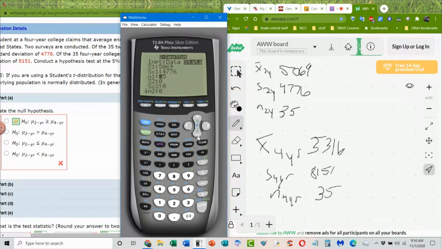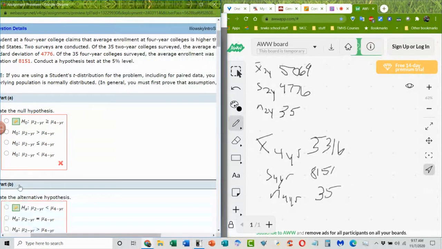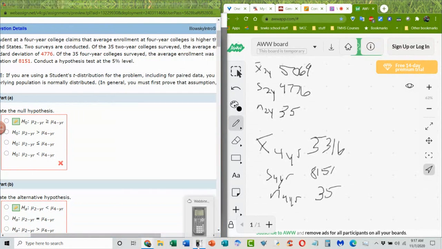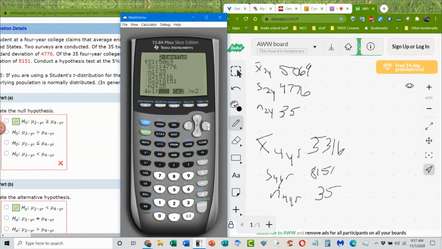I mean, we put in our statistics. We don't put in our data, meaning we actually have data listed. So here we have our means for the second part, which are the 4-year colleges: 5,316, 8,151, and 35. And we're not done yet. Again, we have to put in our alternative hypothesis. Our alternative hypothesis is that it's less than. That's nice, we already have less than selected. If you don't, remember, highlight over it, hit enter, and it will select it.